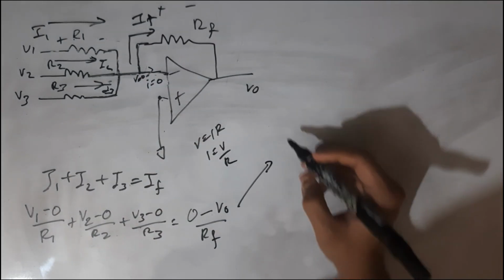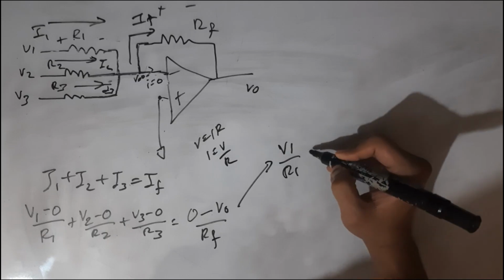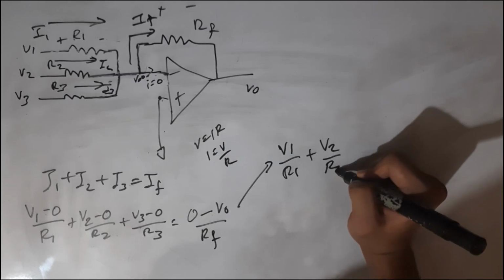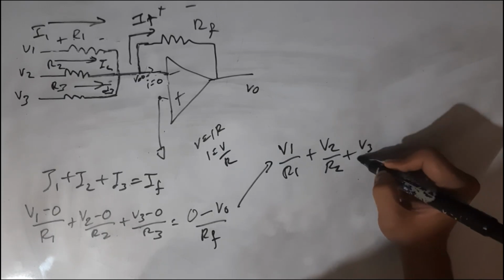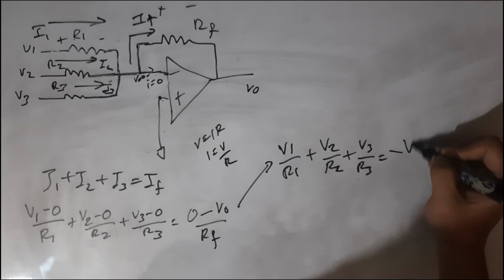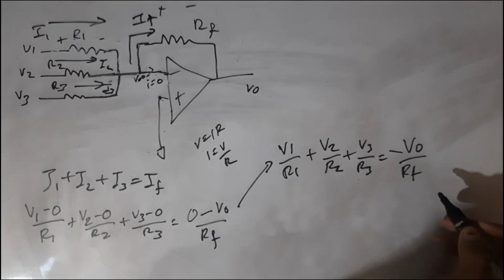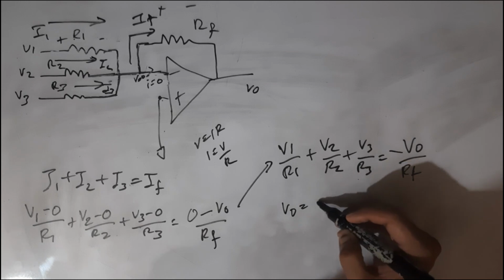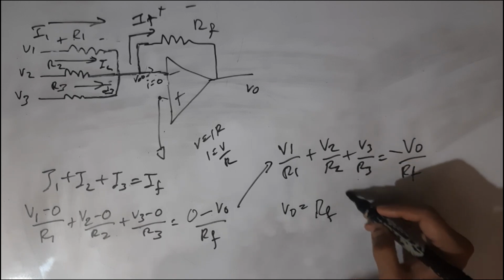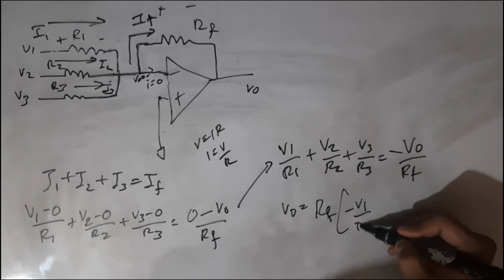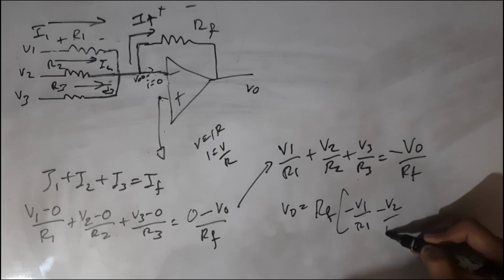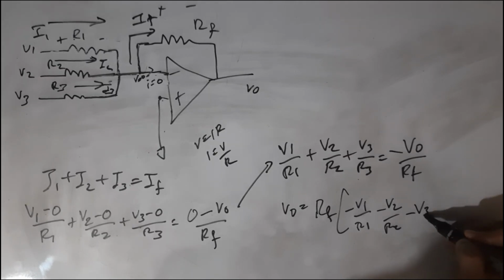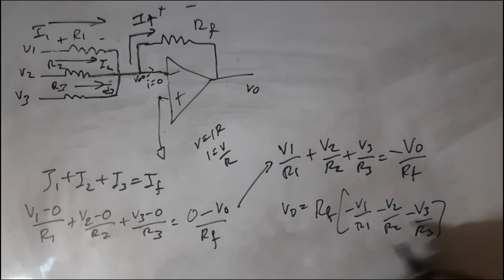Now if we simplify, if you take RF to the other side, this is our final voltage equation.